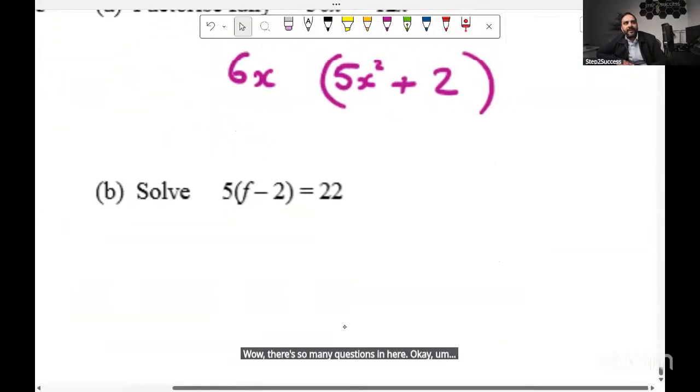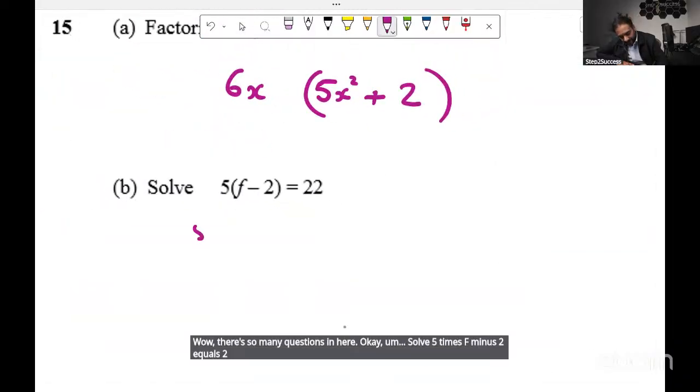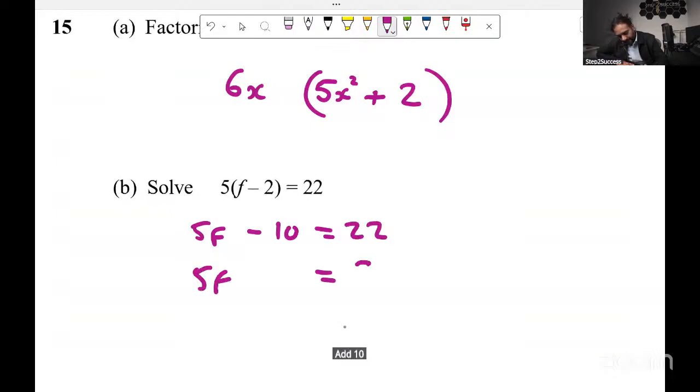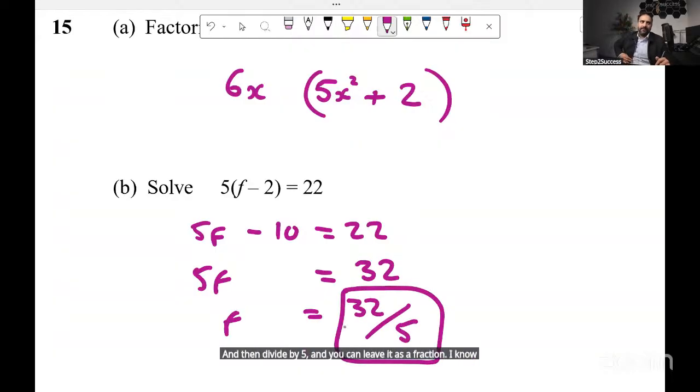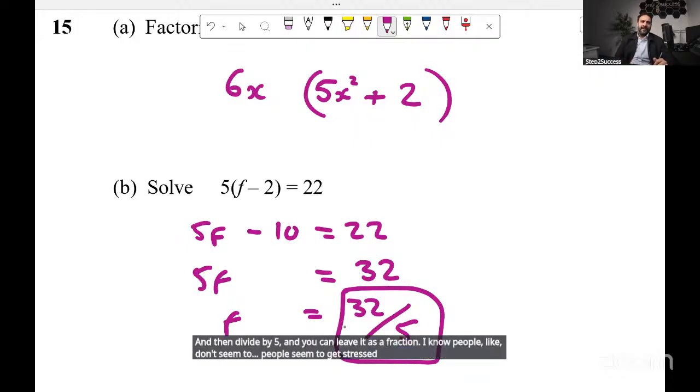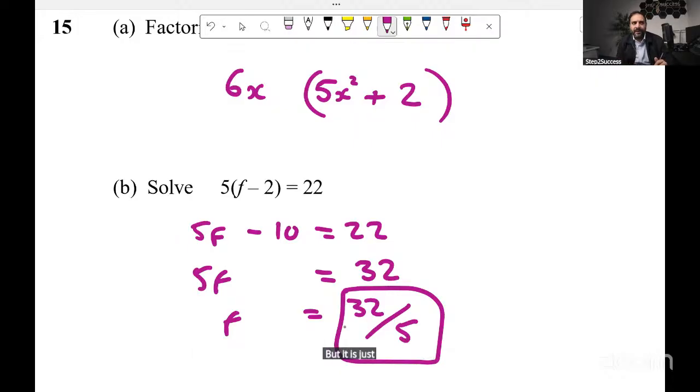Solve. 5 times f minus 2 equals 22. So expand the brackets. 5f take away 10 equals 22. Add 10 to get 22 add 10, which is 32. And then divide by 5. And you can leave it as a fraction. I know people seem to get stressed out over that, but it's fine to leave your answer as a fraction.